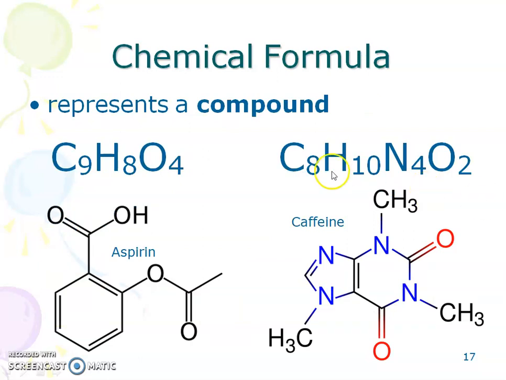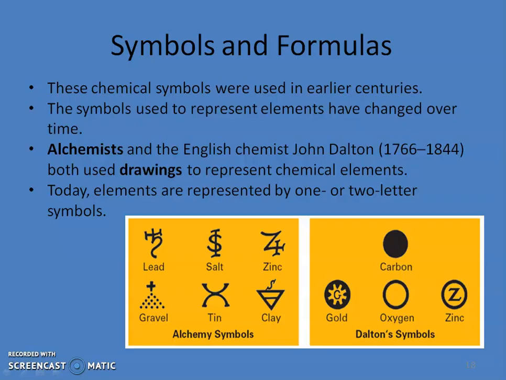A chemical formula, or a compound, I should say, has multiple capital letters chemically combined in some way. And again, it has that fixed ratio, right? That ratio is always going to be the same. So if you need aspirin, this is the ratio of those elements you need.